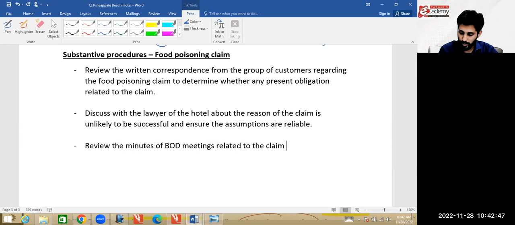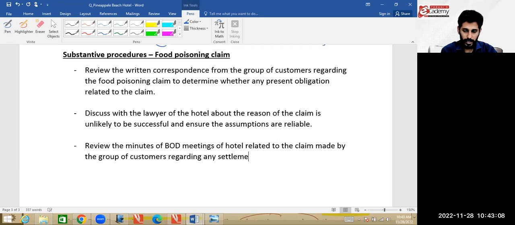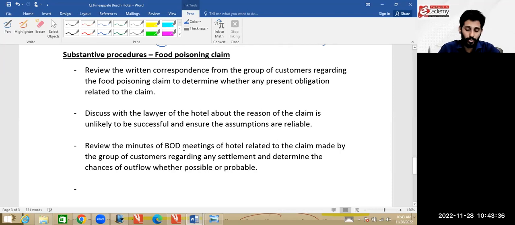related to the claim made by the group of customers. Review the minutes of BOD meetings of the hotel, regarding any settlement, and determine the chances of outflow, whether possible or probable. All right. So this is the thing you need to discuss.